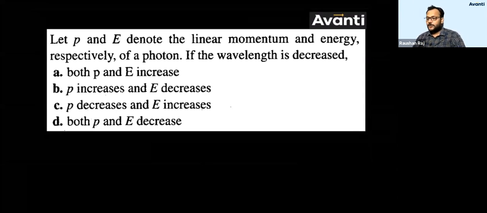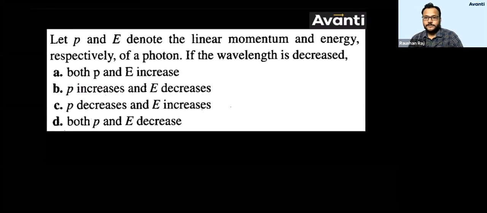Let P and E denote the linear momentum and energy respectively, of a photon. If wavelength is decreased, tell me what will happen with P and E. ये तो बहुत आसान है. So we are ending this with a very simple question, and I expect all of you to solve it and get the correct answer.